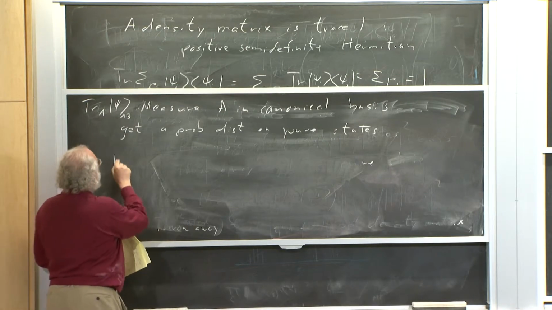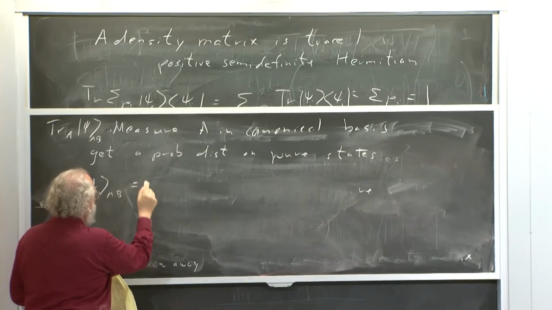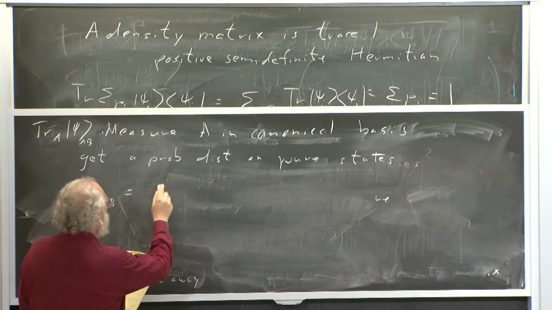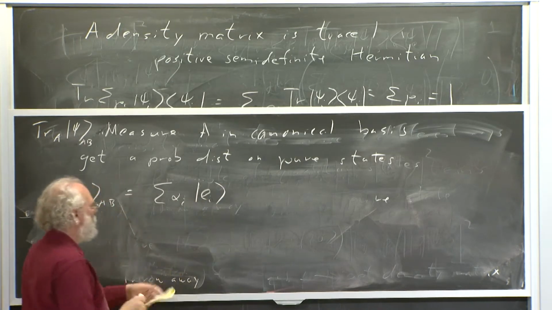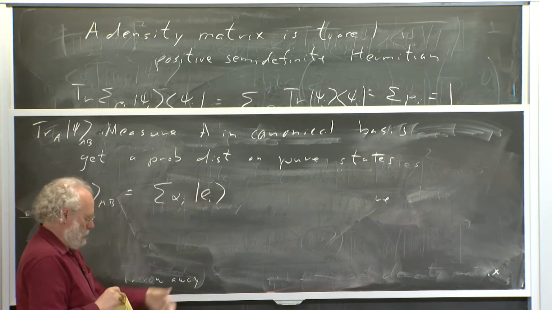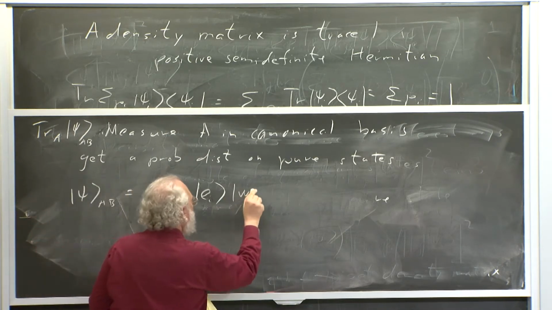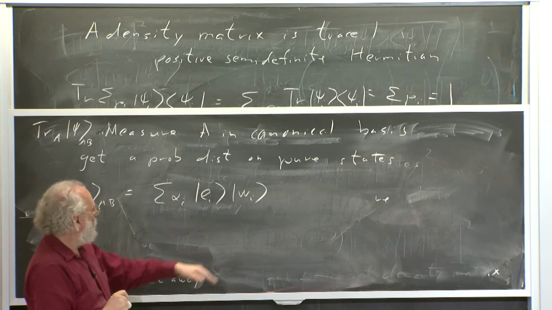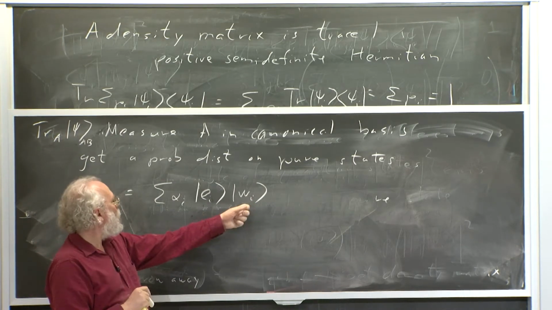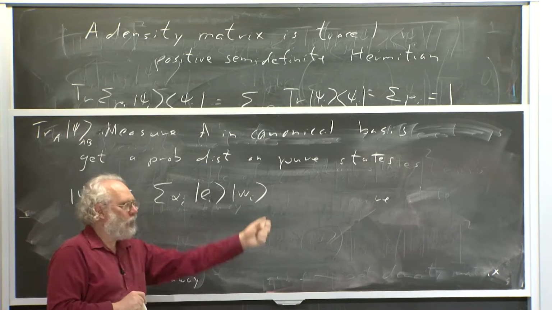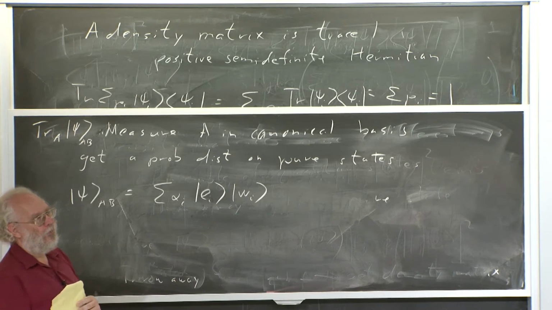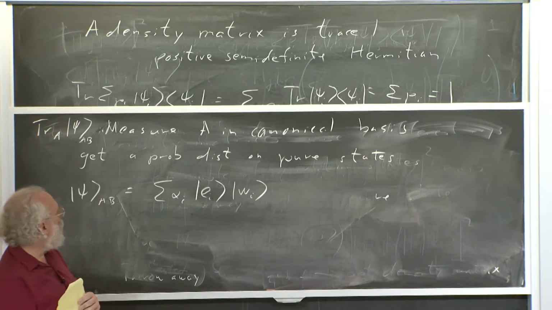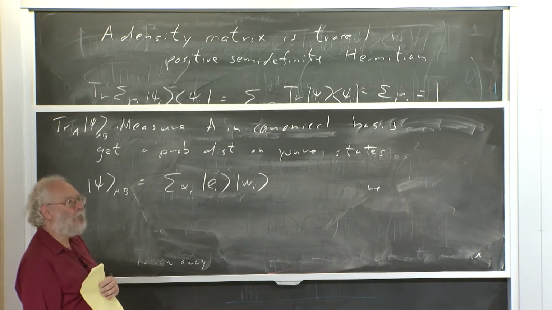So we can write psi sub AB as equal to summation alpha I E sub I. This is the ith basis element, W sub I. And this is whatever we get when we write psi AB like this. Yeah? So when you get these measurements, you get a probability distribution on pure states, and this corresponds to a diagonal density matrix, right? No.